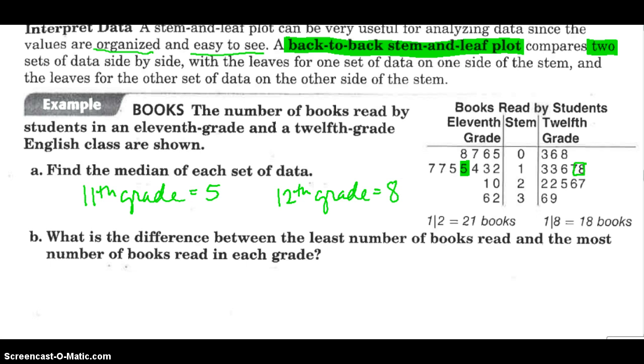The next question says, what is the difference between the least number of books read and the most number of books read in each grade? So for 11th grade, the least was 5 and the most was 36. So 36 minus 5 leaves us with 31. And then for the 12th grade, the least was 3 and the greatest was 39. So 39 minus 3 leaves us with 36.